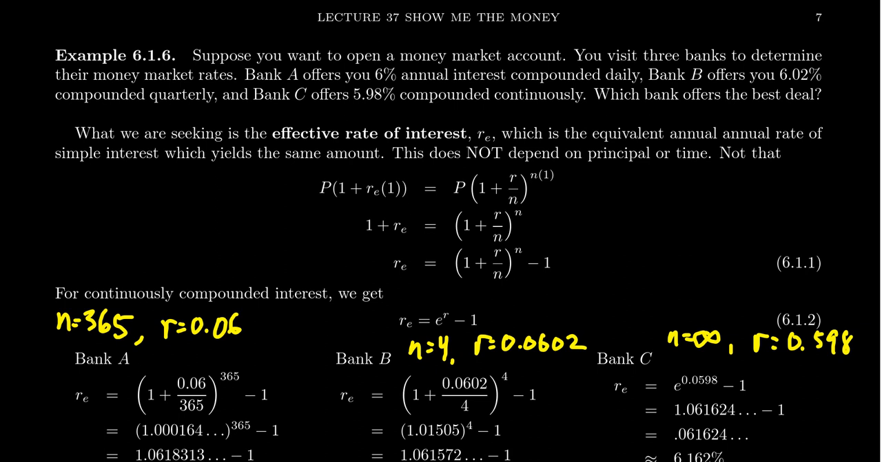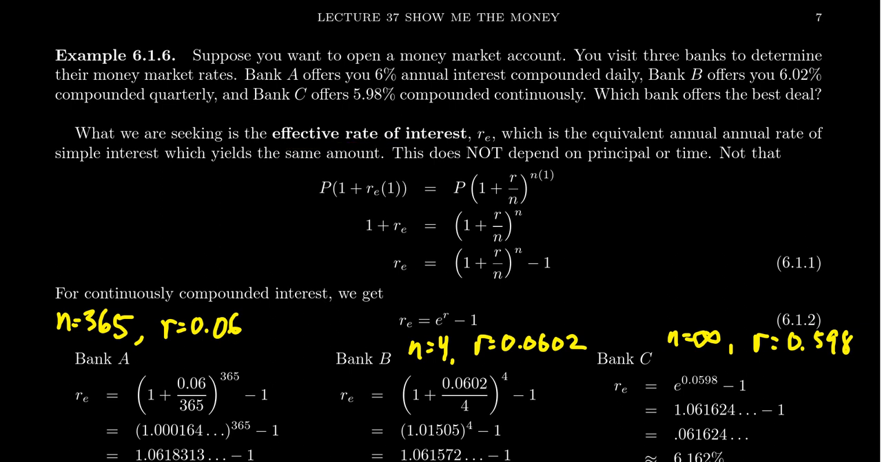When you look at these things, these interest rates are only off by like 0.04%. So it's not a huge difference, but the number of compounds is way different. How do we compare these things apples to apples? And so what we want is what's so-called the effective rate of interest, which is equivalent.